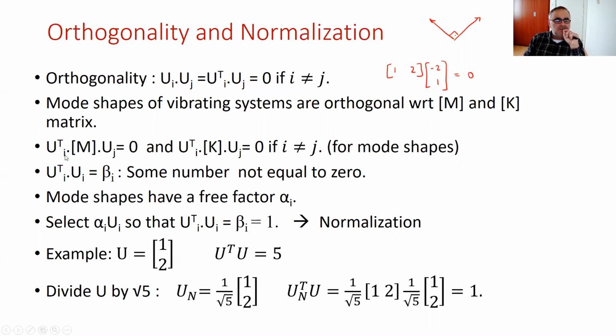But if they are different, you have different mode shapes, they are orthogonal with respect to the mass matrix, which means that this multiplication will always give you 0. And the same is true if you put the stiffness matrix in between. Okay? The mode shapes satisfy this property all the time.